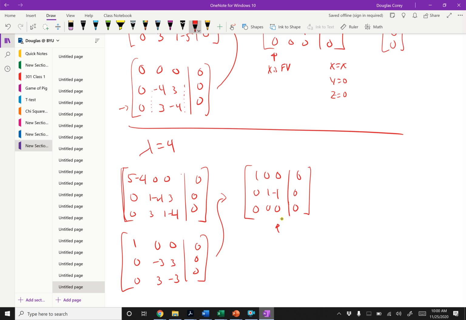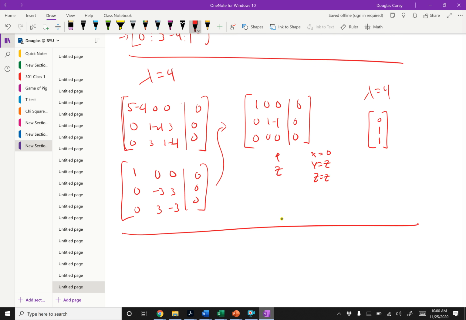That means z is a free variable here. So z equals z, y equals z, because that's y minus z equals 0, so y has to equal z, and x equals 0. So a basis for lambda equals 4, the eigenspace, is the span of the vector 0, 1, 1.